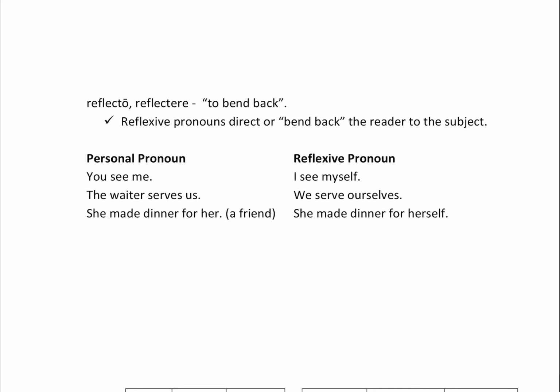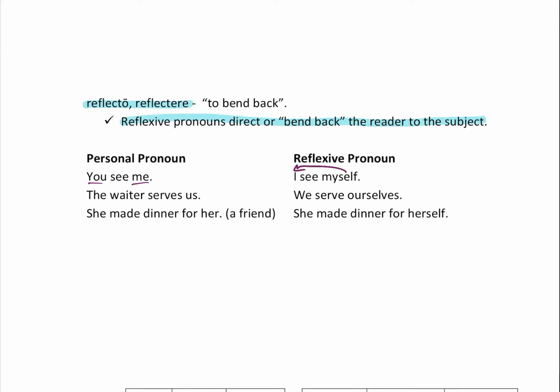Okay. Reflexive pronouns come from a verb that you are going to learn in your vocab this week. It's reflecto or reflectere. It means to bend back. And reflexive pronouns direct or bend back the reader to the subject. Personal pronouns don't do that. If a personal pronoun says, you see me, you and me are two different people. A reflexive pronoun says, I see myself. So myself is referring back to I, the subject.